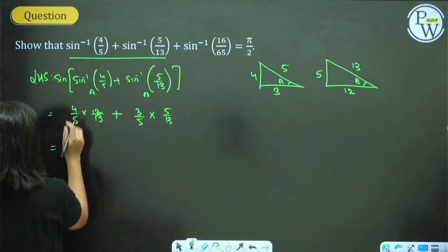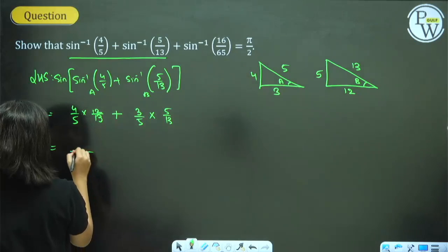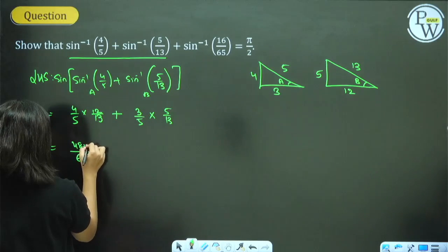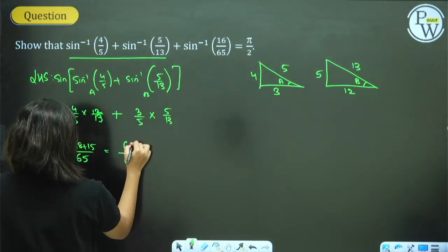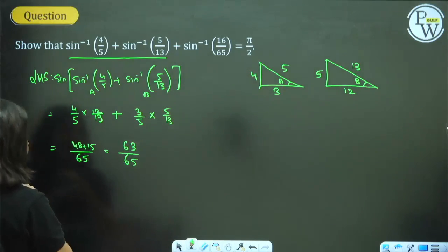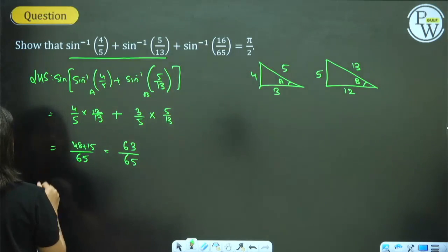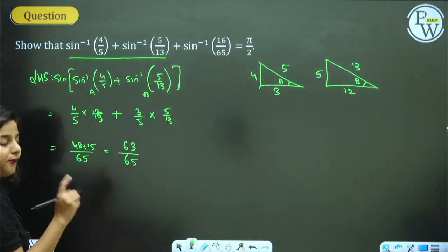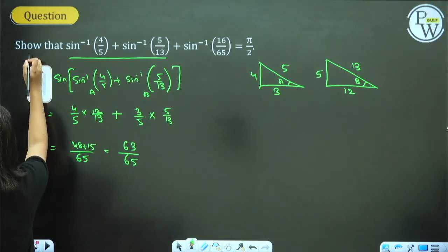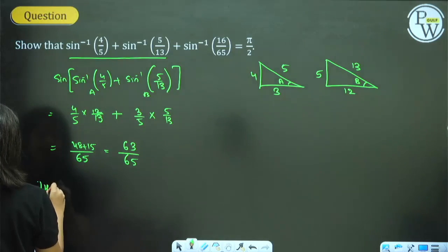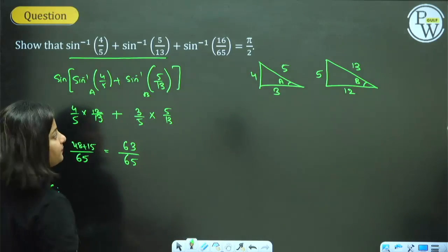First two terms I have taken: 13 fives are 65, 12 fours are 48, and 3 fives are 15. How much is that? 63 by 65. Alright, first two terms. Next term. Therefore, go easy in the LHS. Sine of the first two terms we have got.